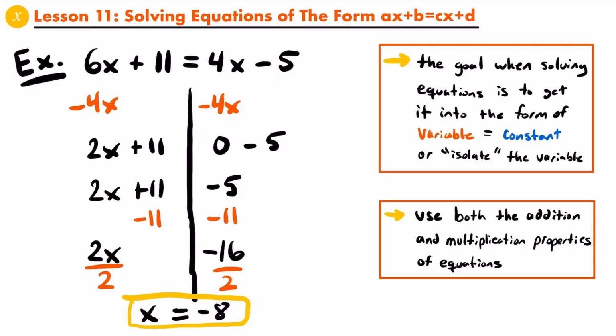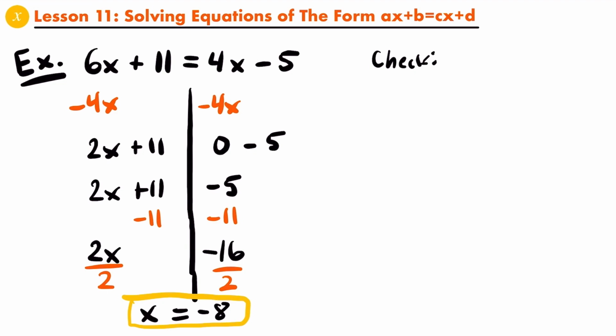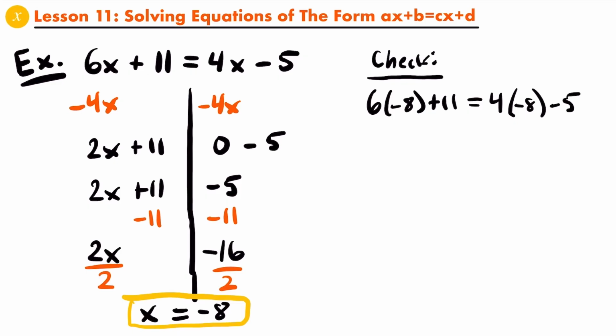Okay, so that is the solution that we found for this equation. Now let's check that. Let's see if that really is the solution to this equation. If we plug that value of x that we found back into the original equation, here's what we'll get. We'll have 6 times x, which we're saying is negative 8. So we have 6 times negative 8 plus 11 is equal to 4 times x, which once again, we're saying is negative 8. So we have 4 times negative 8 and then minus 5.